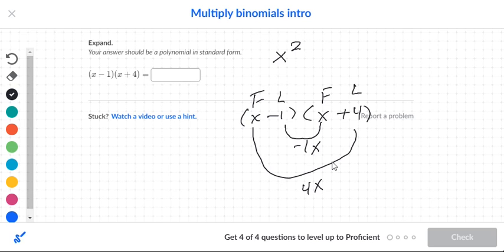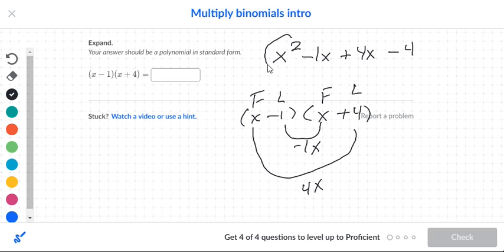When you have a number and a letter, you write the number on the outside followed by the letters. When you have two letters like you have in the first term, you just write down the x and use an exponent of 2. So we're going to say negative 1x, and then this 4x we write down. There's no sign in front of it, so it's understood to be positive. Okay, now we want to do the last one. The last one is a negative 1 times a positive 4, so that's going to be a negative 4.